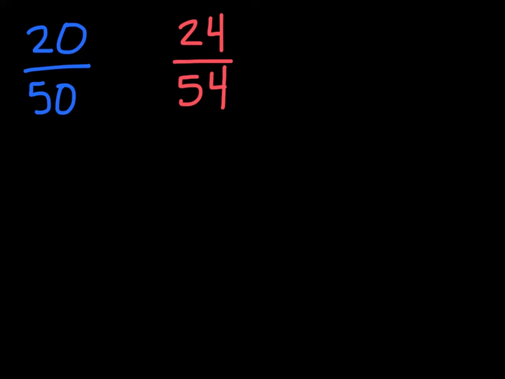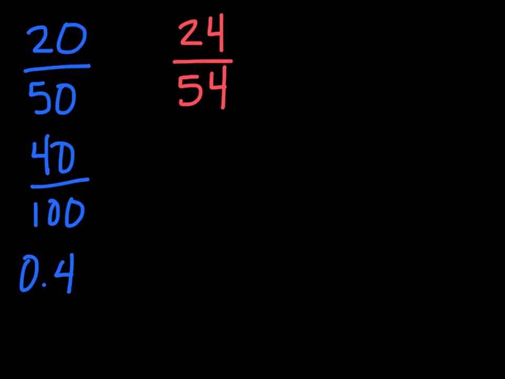20 divided by 50 is equivalent to 40 over 100, or 0.4, 4/10. Let's do the same for 24 divided by 54. Okay, so 24 divided by 54 is going to be a little bit more complicated, right? Let's try this.